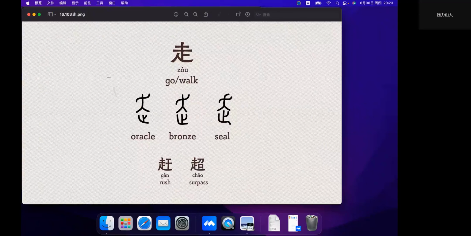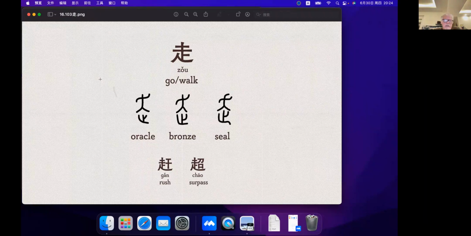Okay, so here we have another foot, and how do you relate that with, you mean like a run? These characters originally represent a person running, and that's what Chao Guo means, to pass other people's running. How do you explain this? Okay, in the original character, Zhou, it now means to walk, but it probably meant to run because the picture of the man looks like he is running.